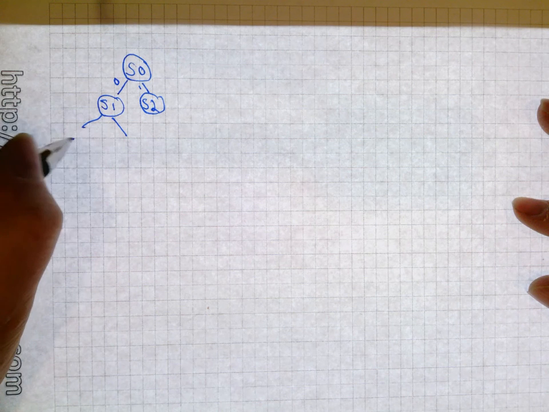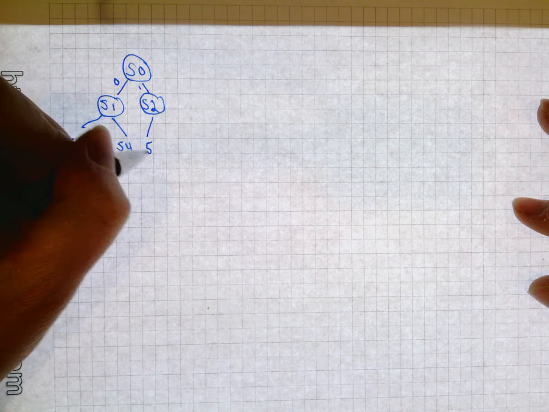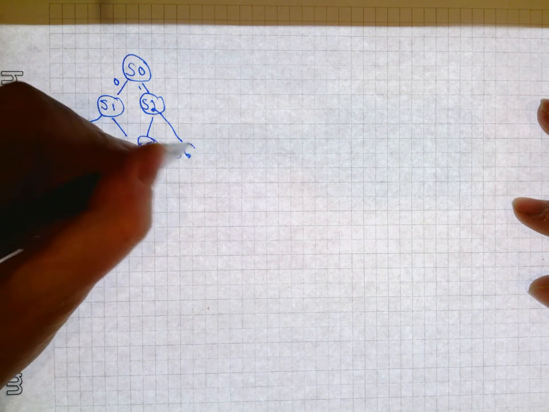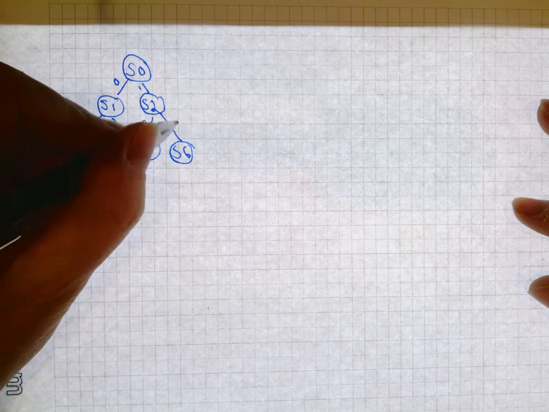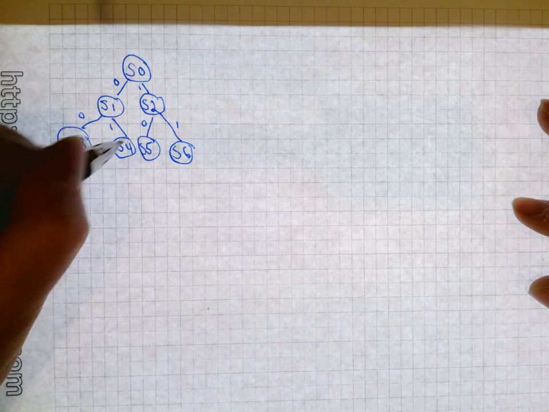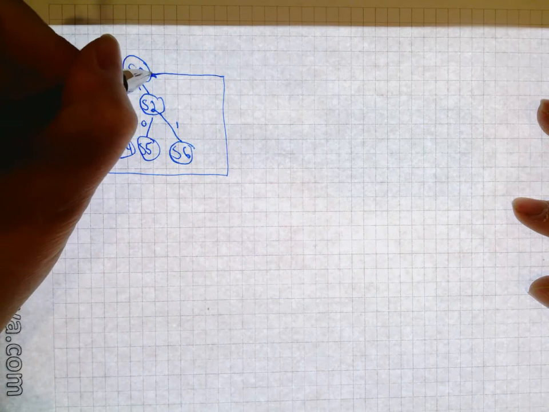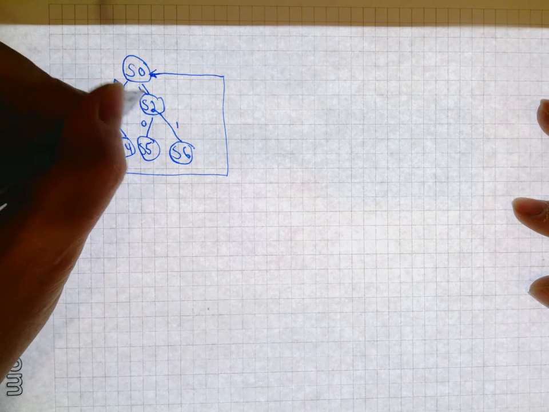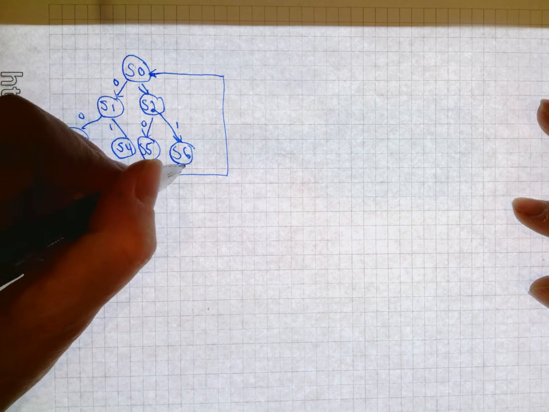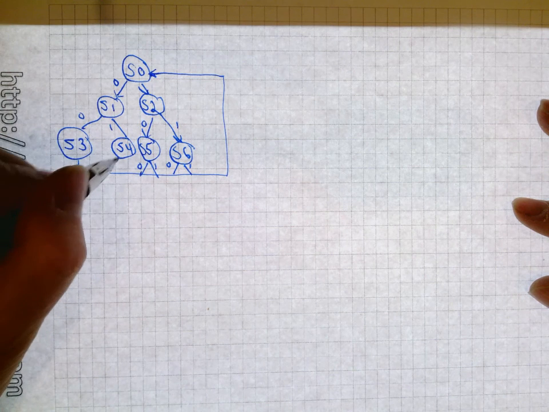Similarly, states 3, 4, 5, and 6 will be used for 0 and 1, 0 and 1, and then what we'll do is go to a reset state. This would be a directed acyclic graph except for the bottom arc, which makes a cycle.